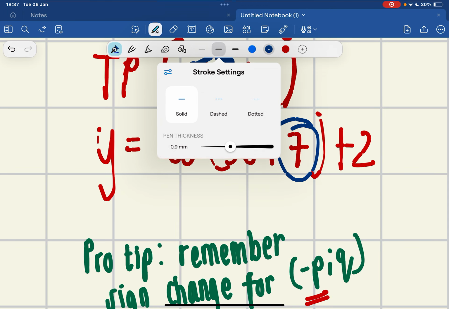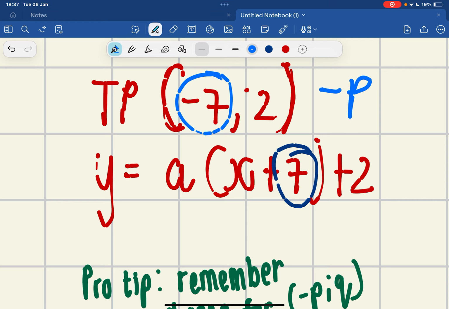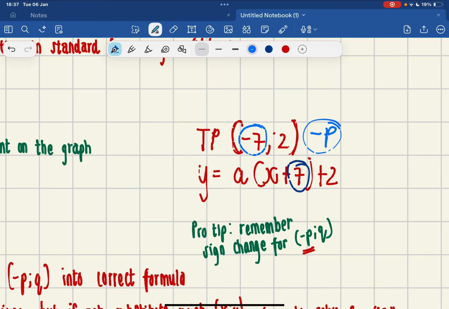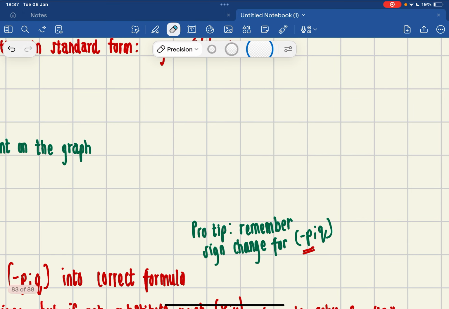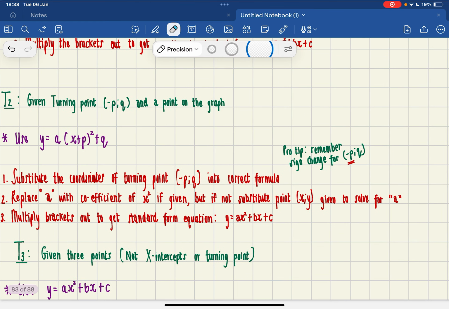We had to change the sign because our turning point is (-p; q). So remember that. Then replace a with the coefficient of x squared if given. That will barely happen. If not given, substitute your x and y coordinates, a point that lies on the graph, to solve for a. Then you multiply your brackets out to get your equation in standard form.